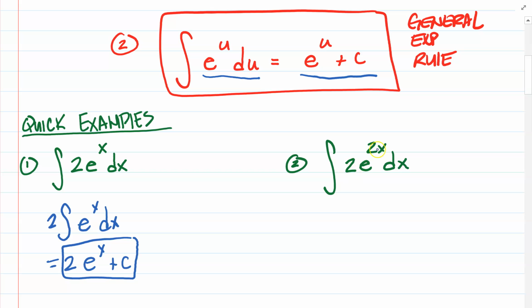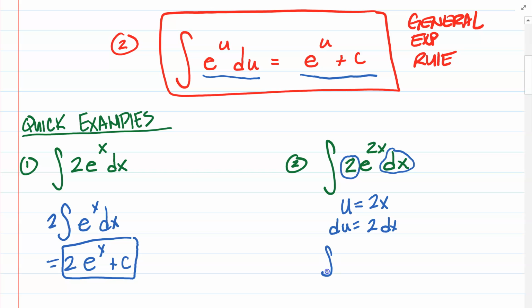Take a look at this one. The integral of 2e to the 2x dx. In this case, we can use a u substitution, and the u is generally going to be the exponent. So let's let u equal 2x. Then du is equal to 2 dx. And notice that you have a 2 dx sitting right there in your integral.